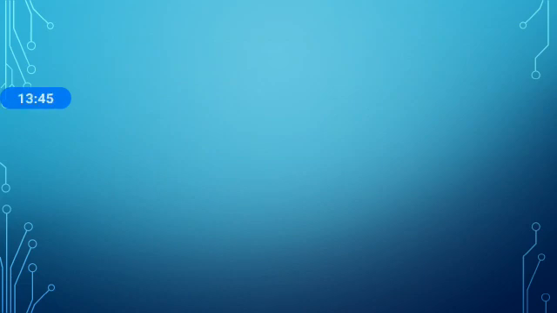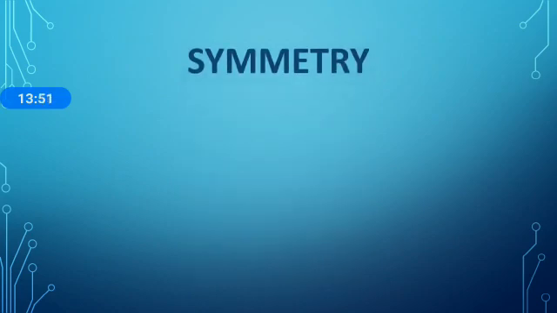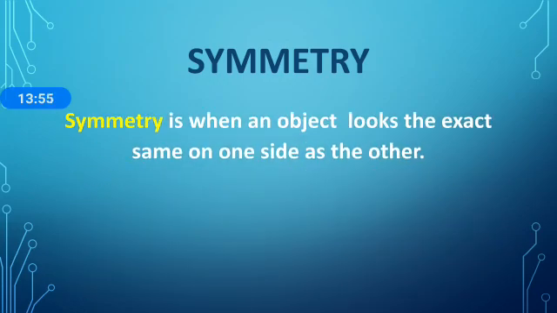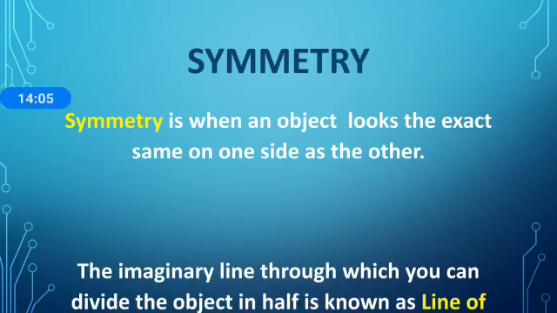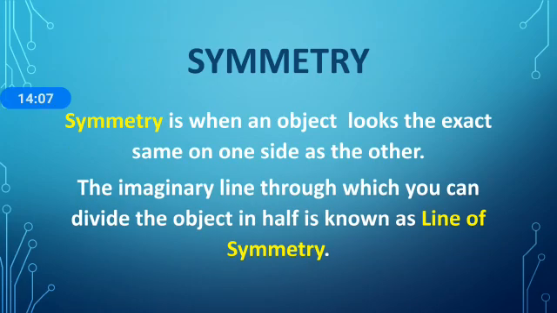So children, after seeing this video, you will think, what is symmetry? So I will tell you what is symmetry. Symmetry is when an object looks the same on the other side. The imaginary line through which you can divide the object in half is known as line of symmetry.